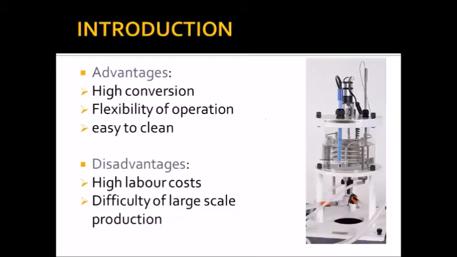One of the advantages of using a batch reactor is high conversion, where products can be obtained by leaving the reactants in the reactor for long periods of time. It is flexible in terms of operation, as the same reactor can produce one product at a time. Also, it is easy to clean. However, it has some drawbacks, like high labor maintenance, and it is less effective in larger production.